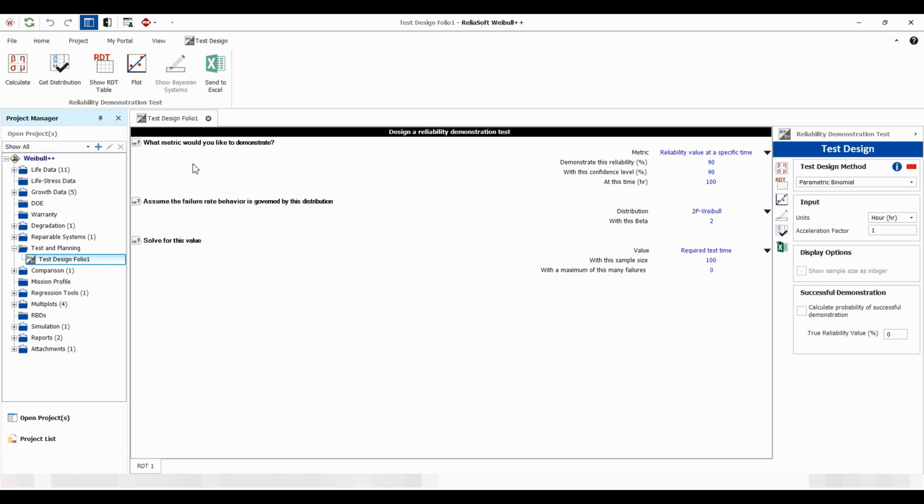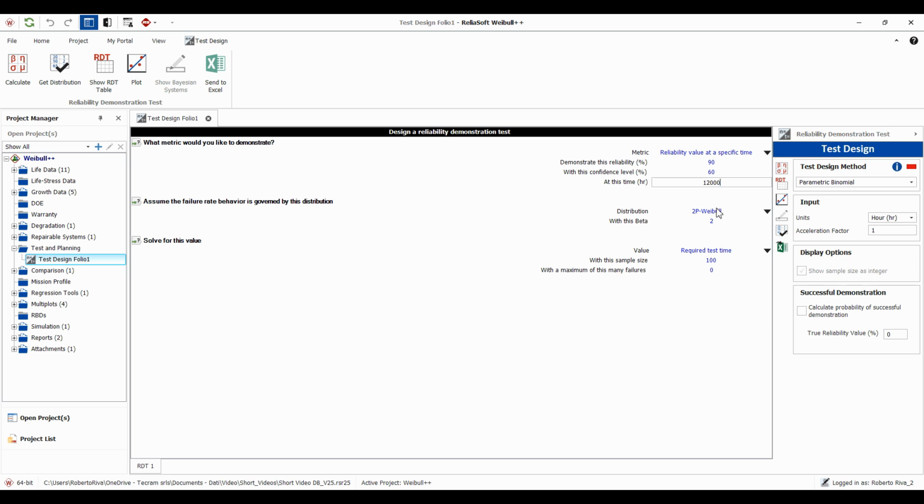So the first question is what we would like to demonstrate. We want to demonstrate either a specific reliability at a specific time, or we want to demonstrate a mean value, a mean MTTF. So we'll opt for the reliability at a specific time. What value of reliability? We'll leave 90, but obviously we can change it. What confidence level? Perhaps we'll reduce this down to 60. And at what time? Say, for example, 12,000 hours. So we want to demonstrate a reliability of 90% with 60% confidence level at 12,000 hours.